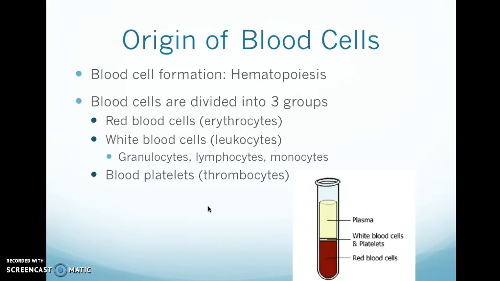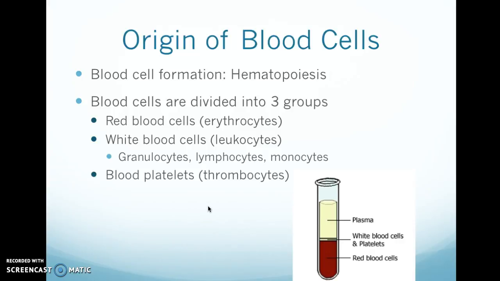And blood cells are divided into 3 groups, and those would be red blood cells or erythrocytes, white blood cells, leukocytes, and the white blood cells are subdivided into 3 major groups. And then you have the blood platelets, which are the thrombocytes. And the 3 major groups of the white blood cells are the granulocytes, lymphocytes, monocytes.